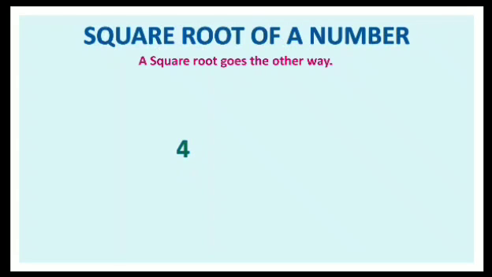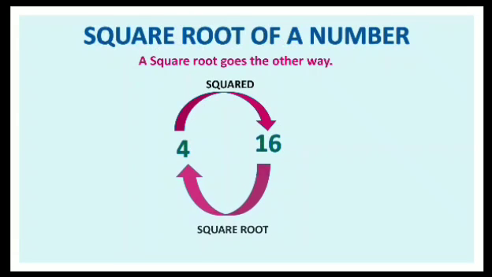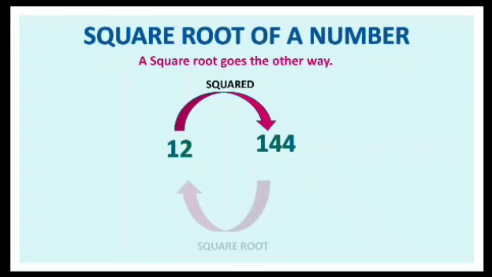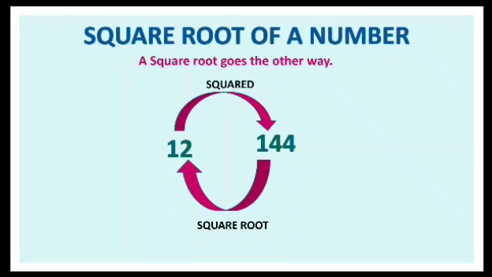As we all know, 4 squared is 16 and the square root of 16 is 4. Similarly, 12 squared is 144 and the square root of 144 is 12, which implies squaring and finding square root are inverse operations of each other.